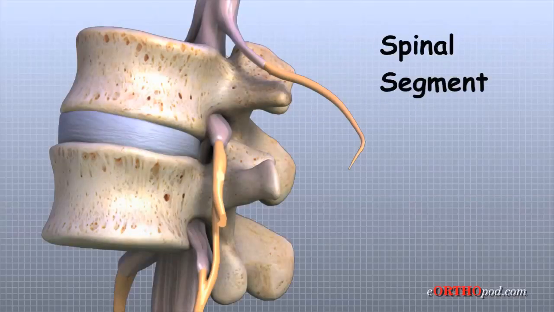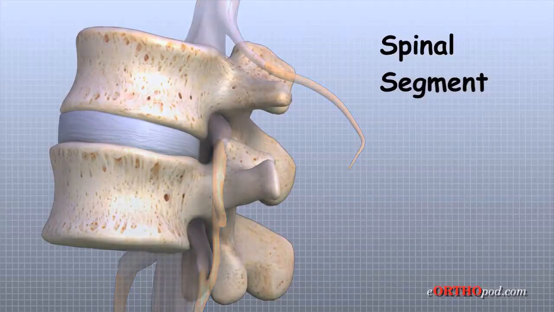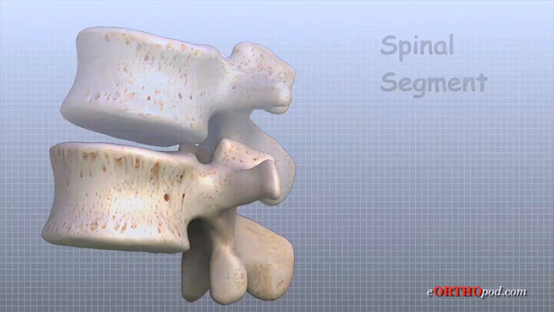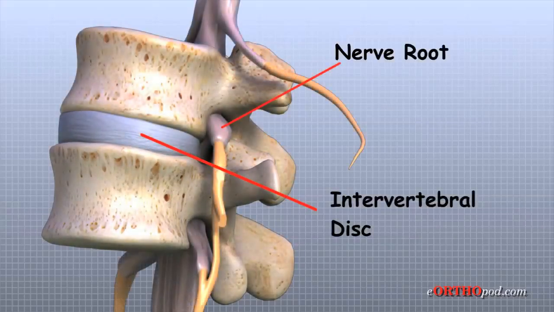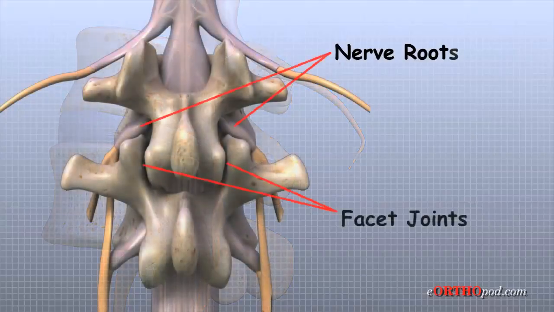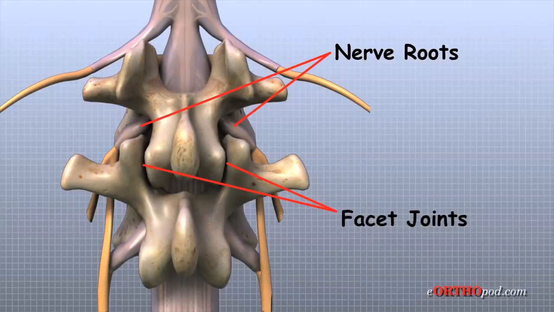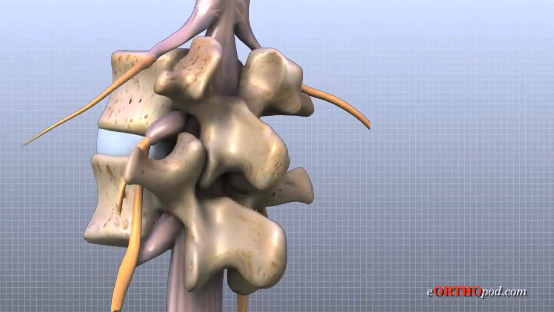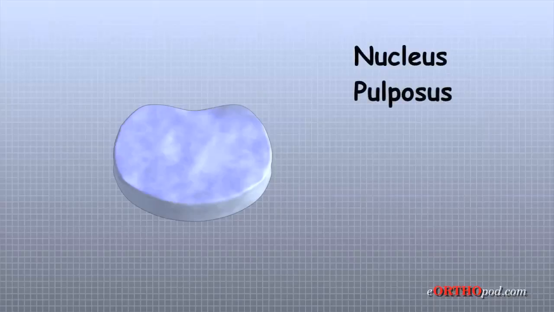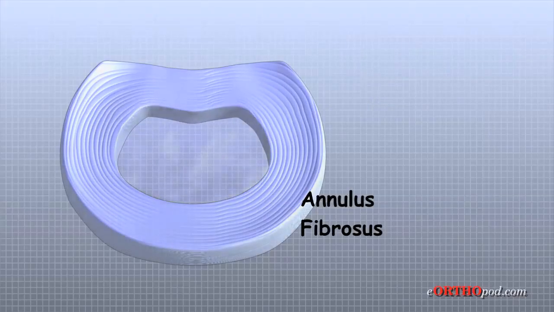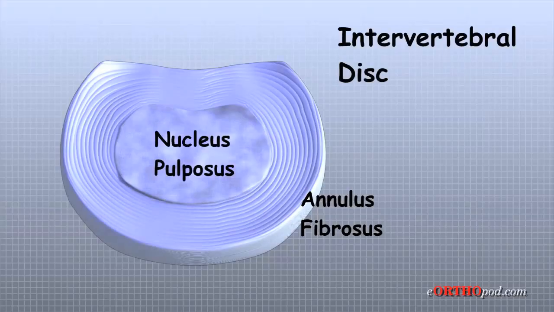It is sometimes easier to understand what happens in the spine by looking at a single spinal segment. The spinal segment includes 2 vertebrae, the intervertebral disc between, the 2 nerve roots that leave the spinal cord at that level, and the small facet joints that link each level of the spinal column. An intervertebral disc is made up of 2 parts. The center, called the nucleus pulposus, is spongy and acts like a shock absorber to cushion the force between each vertebra. The nucleus is surrounded by a series of strong ligamentous rings called the annulus fibrosus.